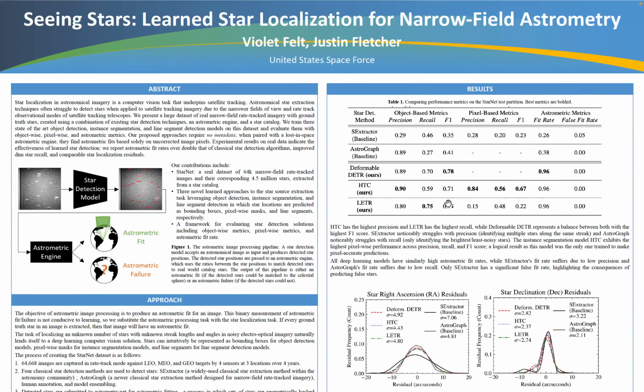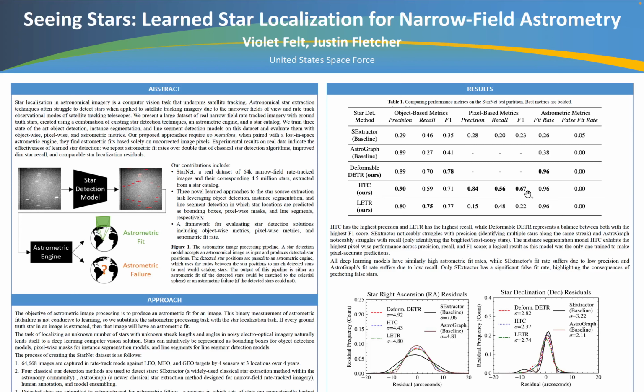To compare our models to the baseline methods, we use precision, recall, and F1 score, aligning with previous work in this field. For the models that predict objects, these first three columns here, we can see that deformable Dieter has the highest F1 score, while HTC has the most precise star predictions, and Leader has the highest recall in terms of star predictions. For models that do make pixel-based predictions, HTC, which is our instance segmentation model, outperforms all other methods across the board.